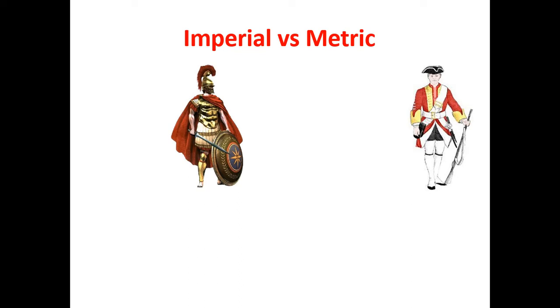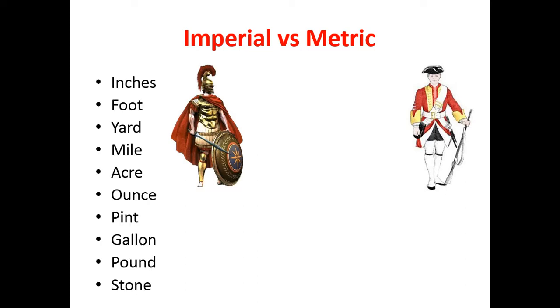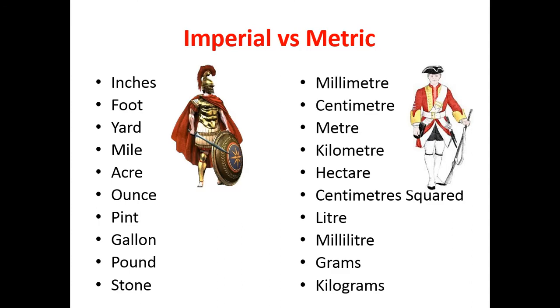The two types of measurement systems are the imperial versus the metric. You might recognize some of the names from the imperial system. They're very old names, such as inches, feet, miles, pints or gallons, or pounds or stone. But today, most countries use the modern metric system, which uses words like millimeter, centimeter, meter, kilometer, liters, or grams, or kilograms.